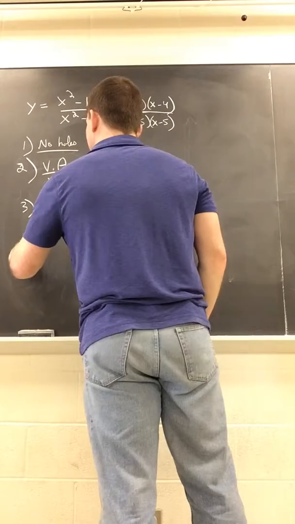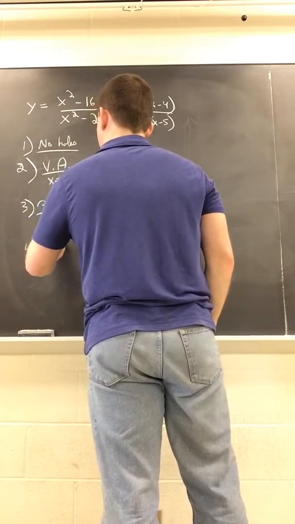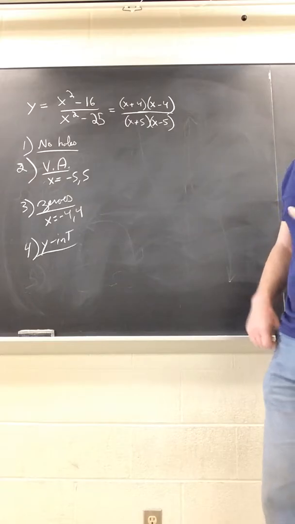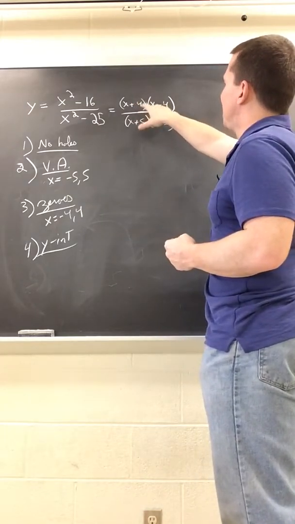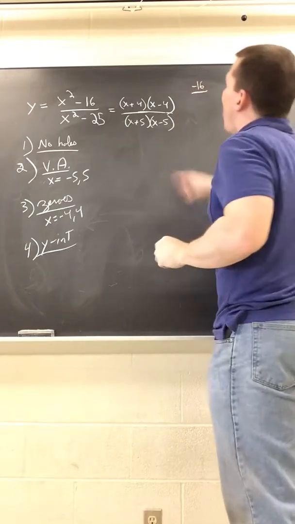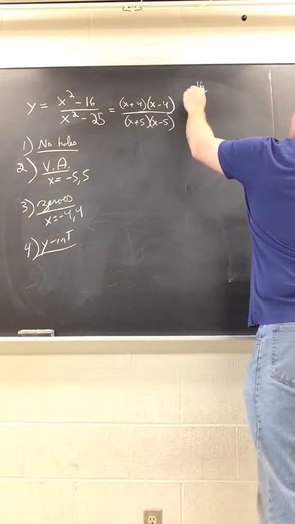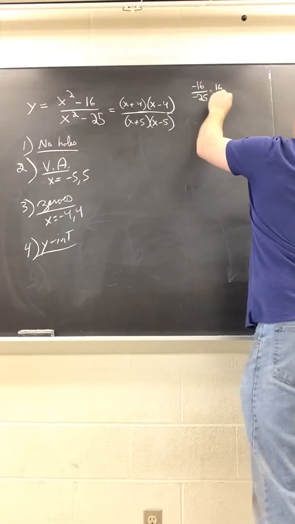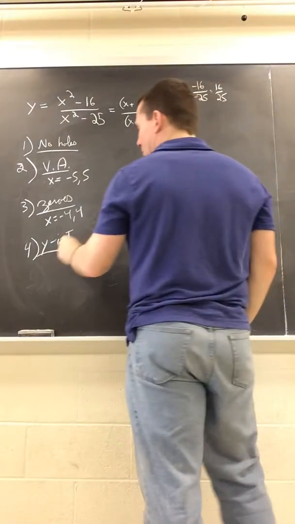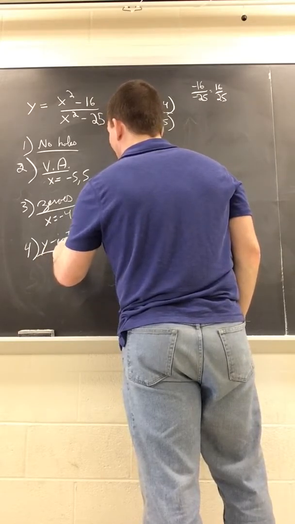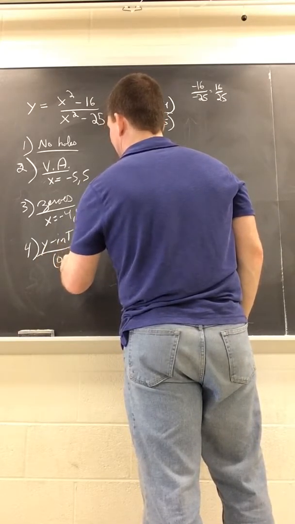Then I look for the y-intercept. To find the y-intercept, set x equal to 0. If you do that, you get 4 times negative 4, which is negative 16, all over 5 times negative 5, which is negative 25. Two negatives cancel, and I get 16 over 25. So my y-intercept is at the point (0, 16/25).